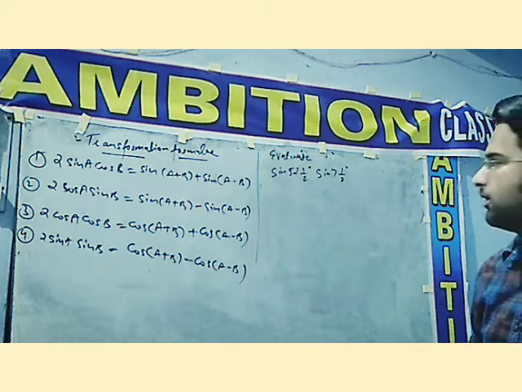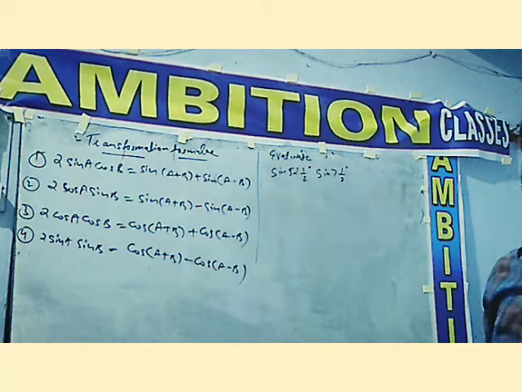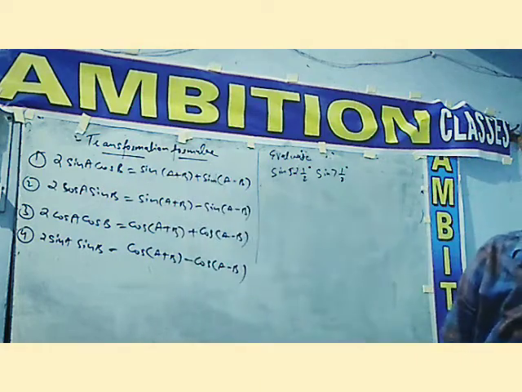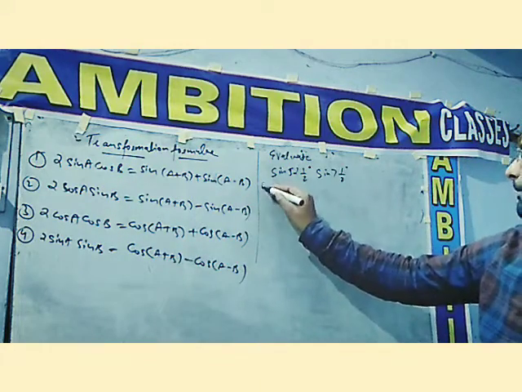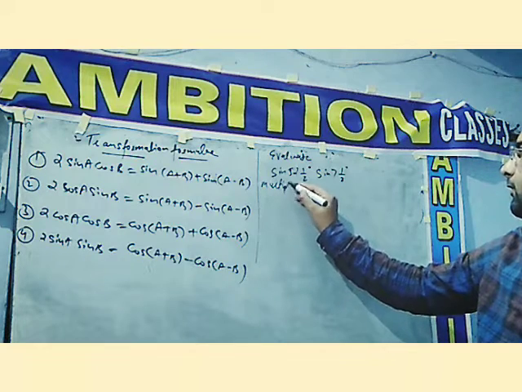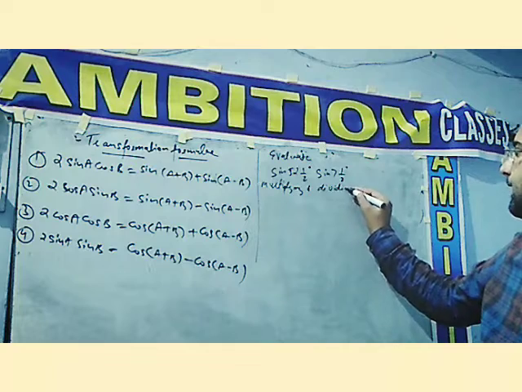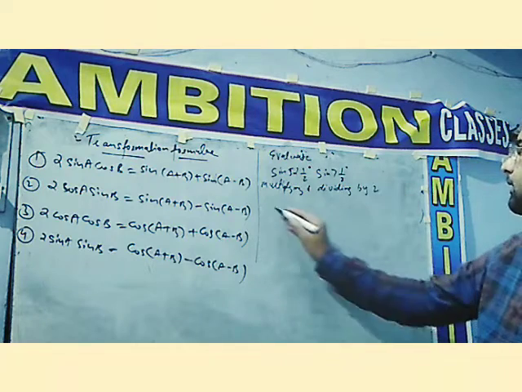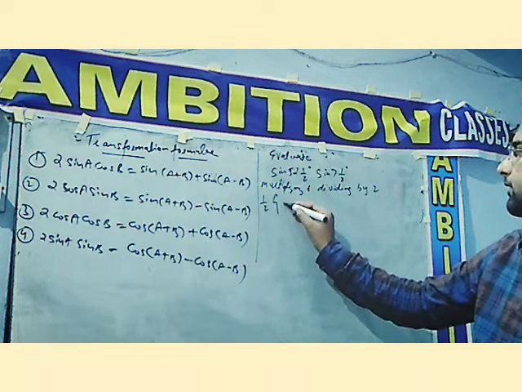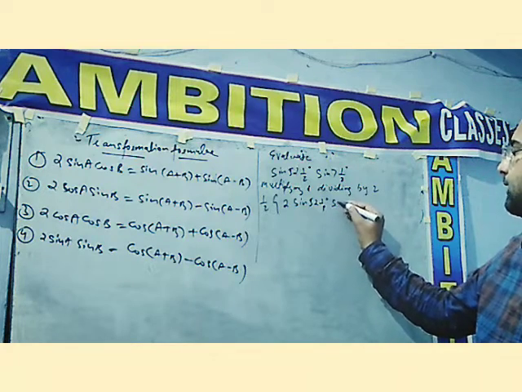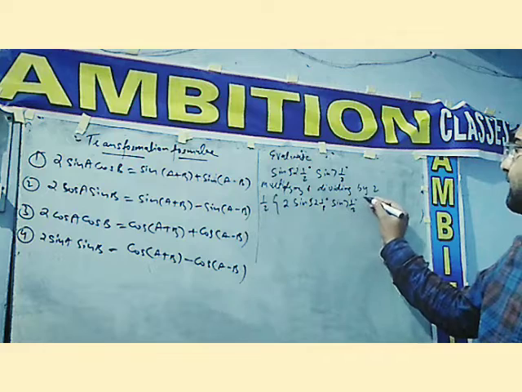Students, what we have to do? We have to multiply and divide by 2 in order to make this expression in the format of that formula, or transformation formula. So let's do it. Multiplying and dividing by 2. So what will it become? It will become 2 sine 52 and a half degree into sine 7 and a half degree.